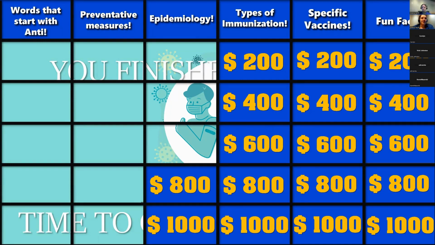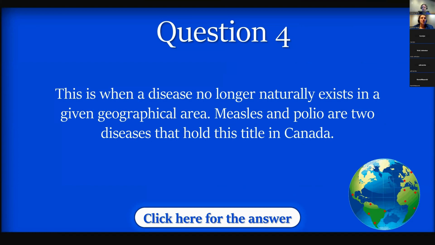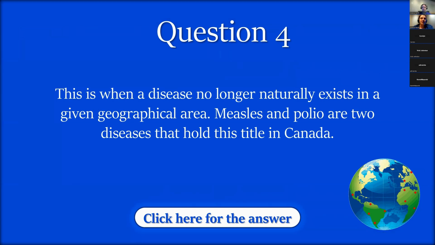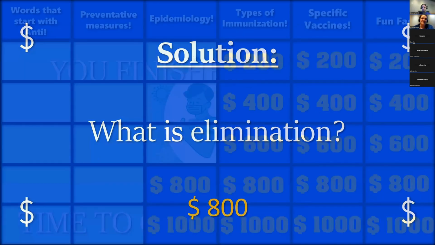All right, so for our $800 question in epidemiology, this is when a disease no longer naturally exists in a given geographical area. So measles and polio are two diseases that hold this title in Canada. So what is it when it can't naturally exist in an area? If you answered what is elimination or eliminated, absolutely, congratulations. You can give yourselves $800 for that question.